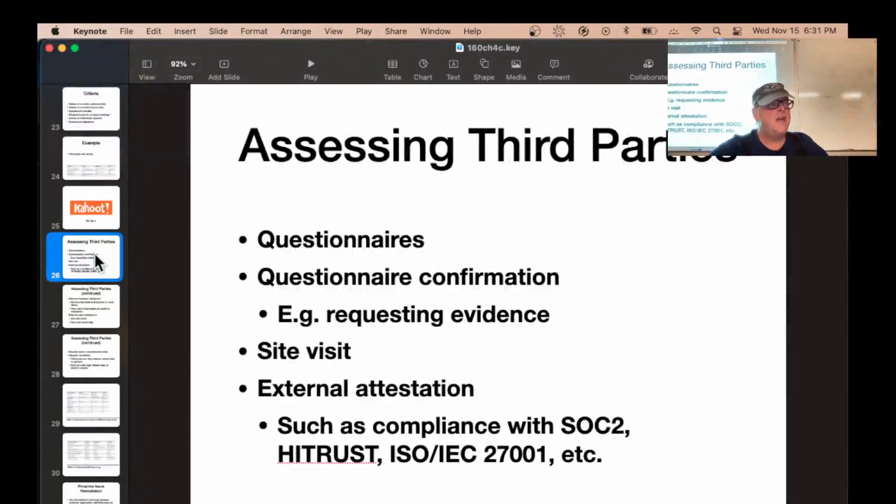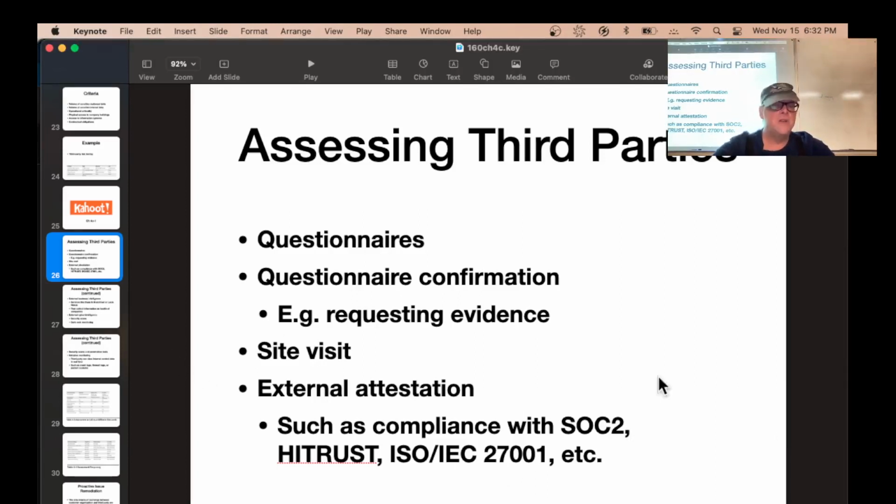So if you want to assess what third parties are doing, one simple thing you can do is just give them a questionnaire where they're supposed to tell you: do you encrypt your stuff? Do you check the background of your employees and things like that? If you don't want to believe what they say, you might request evidence like audit logs and such. You might visit the site. You might even want them to meet a third-party compliance standard where they're going to be audited from the outside, with things like SOC 2 or 27001 compliance.